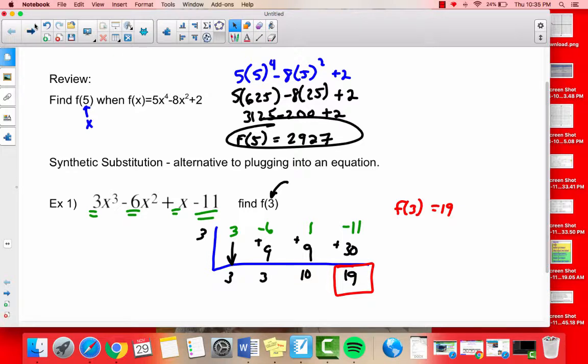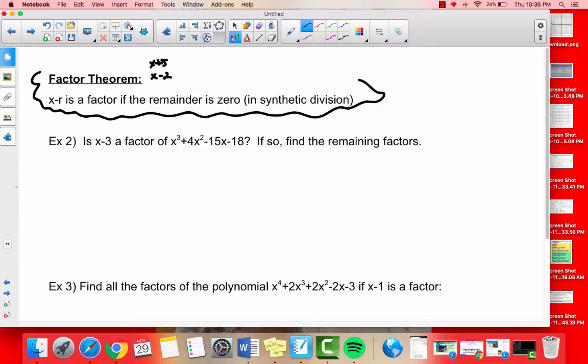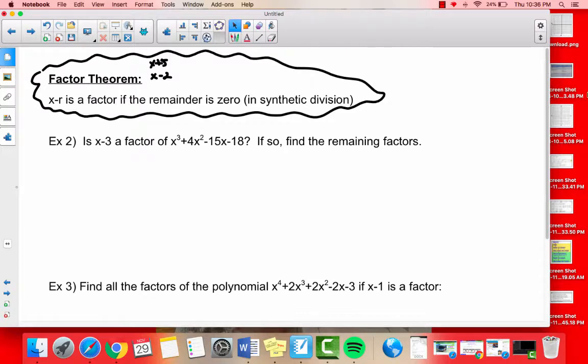But now we're going to work on the factor theorem. And the factor theorem is just taking this a little bit further. All the factor theorem says is that if you're given an equation, x minus r, that could be anything like x plus 5, it could be x minus 2, anything like this, it is a factor of a polynomial if, when you do synthetic division, the remainder is 0. You want to make sure you write this down. It's very important. All right, so we just have 2 examples, and then we're done with this section.